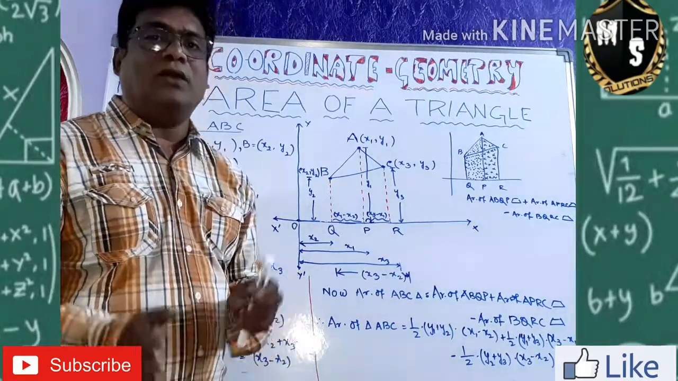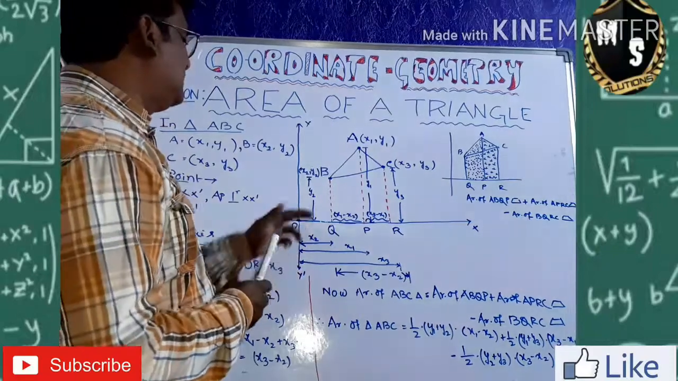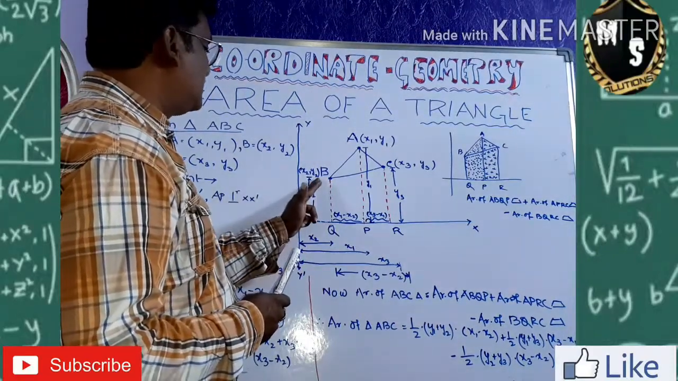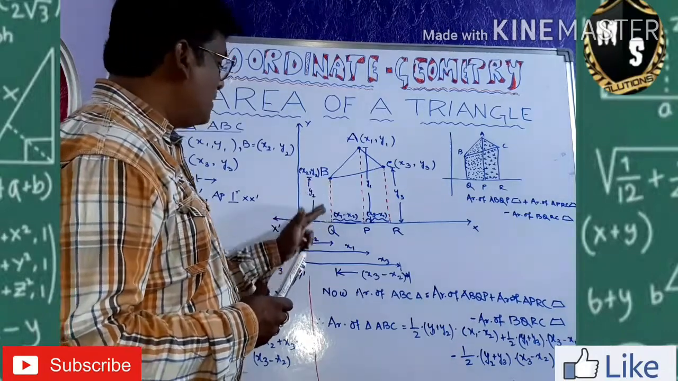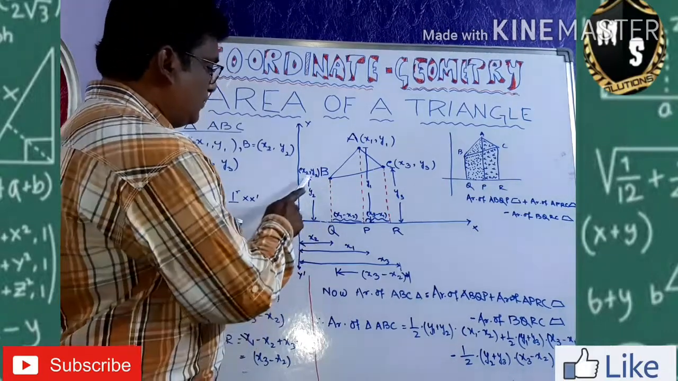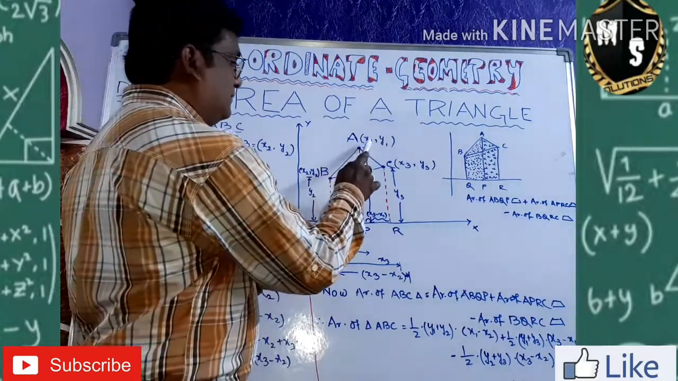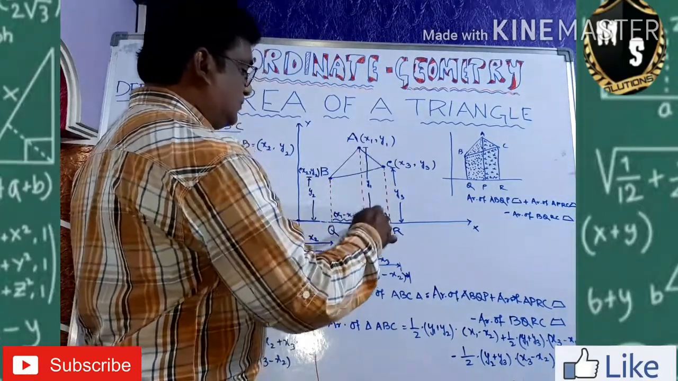Now go to the y-axis. What is the y-axis? See now, this vertical is the y-axis. First, from B to Q, BQ is y2. I wrote here y2. Now from A to P, it is y1. This is y1.